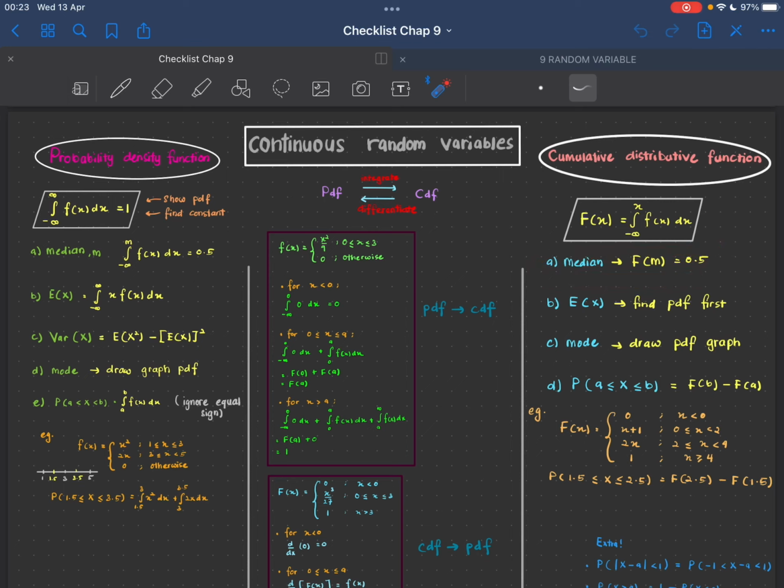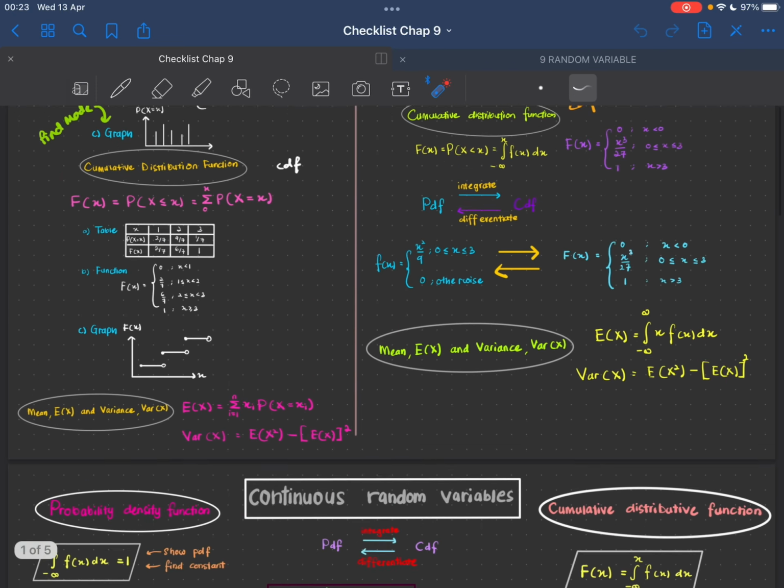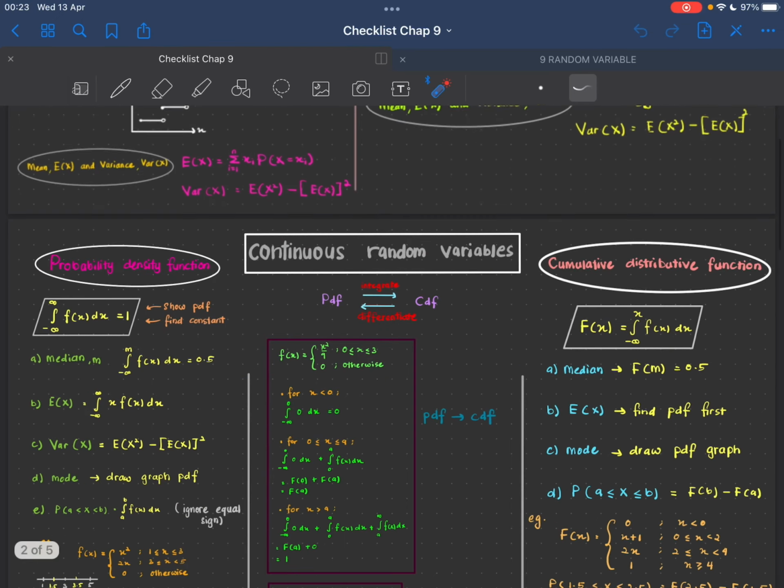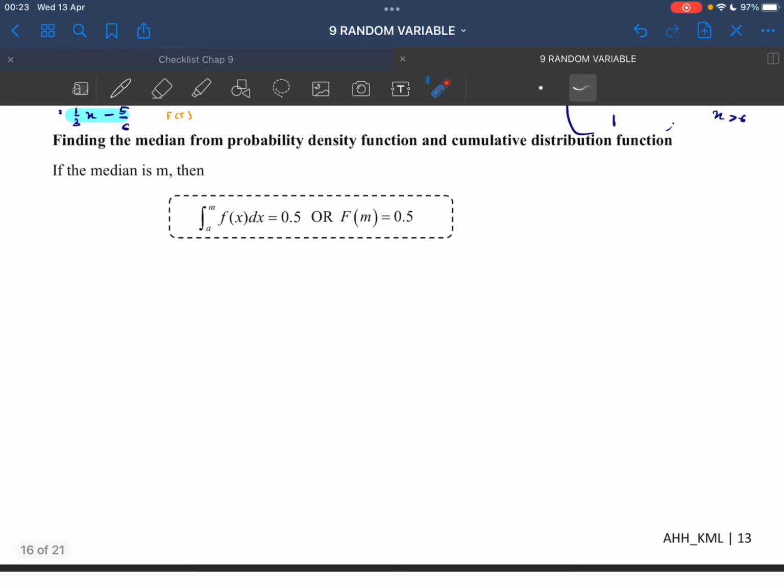Okay, if the question gives you CDF. Remember, you can find median given PDF and also CDF for CRV, but for DRV you can only find median if you have CDF. Okay, so now let's see. We are going to see how to find the median from PDF and CDF.